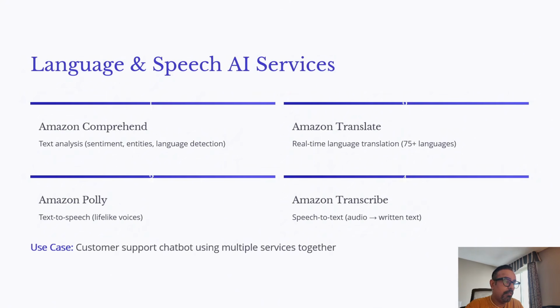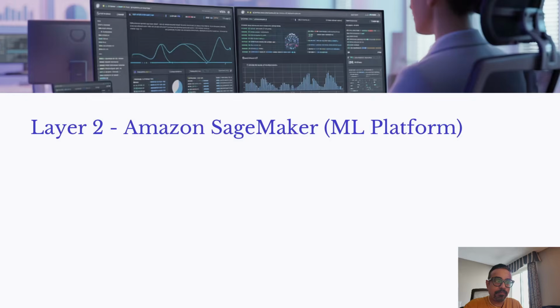Let's talk about a real world use case. A customer support chatbot uses multiple of these services together. Amazon Transcribe converts the customer's voice into text. Then Amazon Comprehend analyzes the sentiment to detect the frustration. Amazon Translate handles non English queries, and Amazon Polly responds with natural speech. This creates a fully automated multilingual support experience.